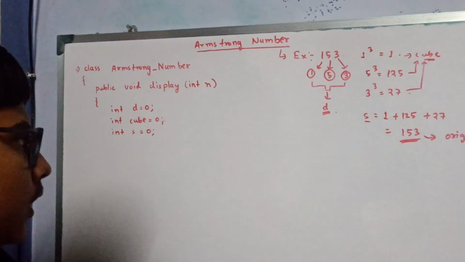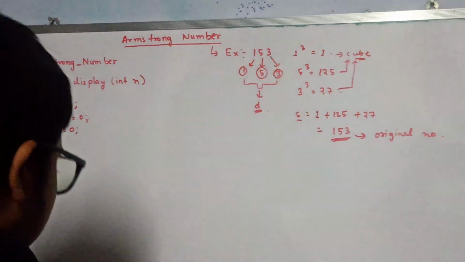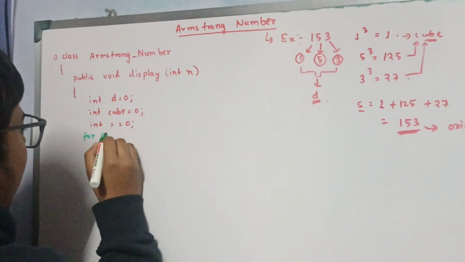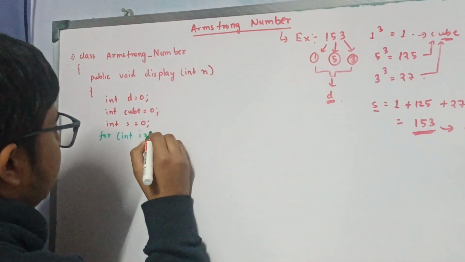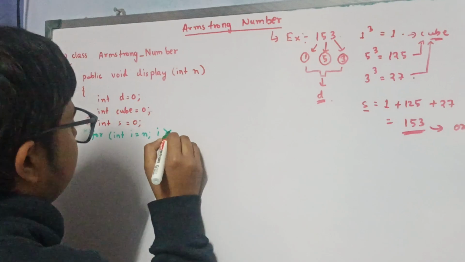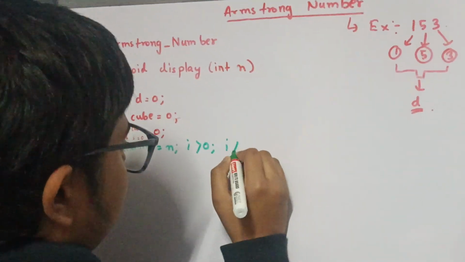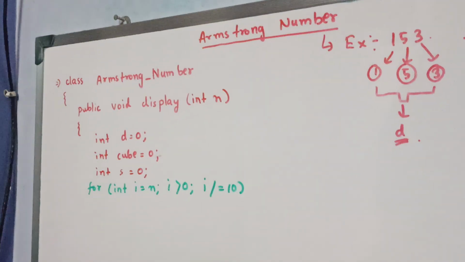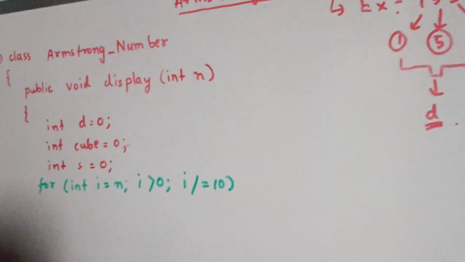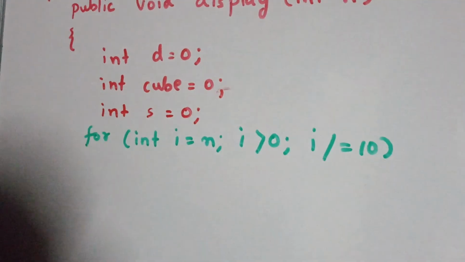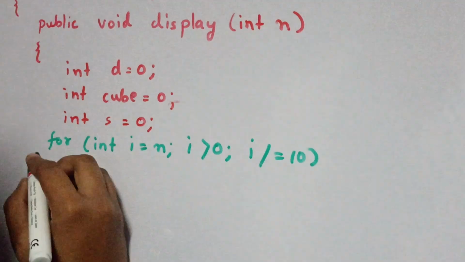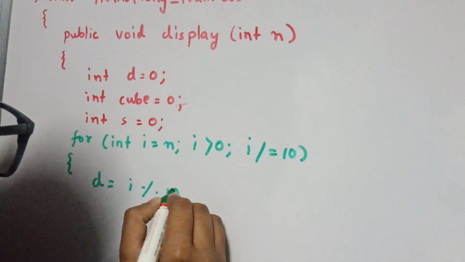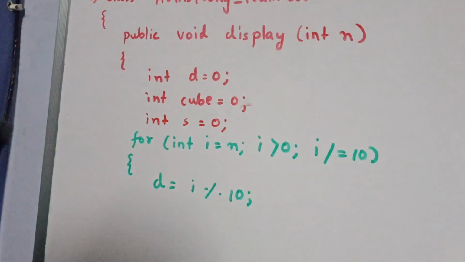Next we will start the loop. For int i equals n, i greater than 0, i divided equals 10. This is the loop for performing digit extraction. Using this loop you can extract each digit from the number 153. Next let's find the digits. d equals i mod 10, d equals i mod 10.